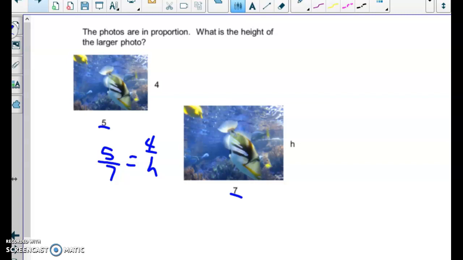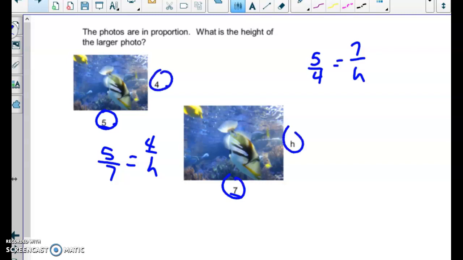Now, is there more than one way to set up a proportion? Absolutely. I'm going to set up this proportion another way. I'm going to say that 5 is to 4 as 7 is to h. Could we have started with the 4 over 5 instead of the 5 over 4? Certainly, in which case that would change the proportion also. There's many ways to set up a proportion, but as long as you're keeping parts congruent to parts, you're going to be fine.